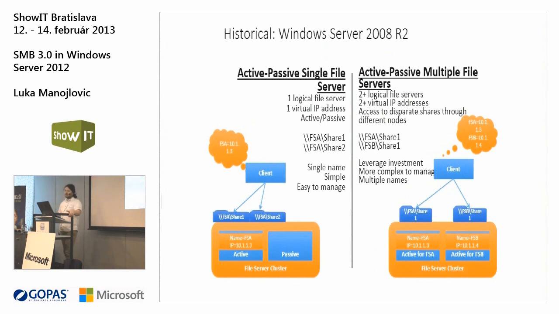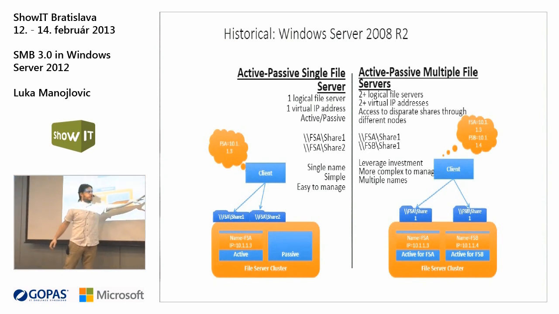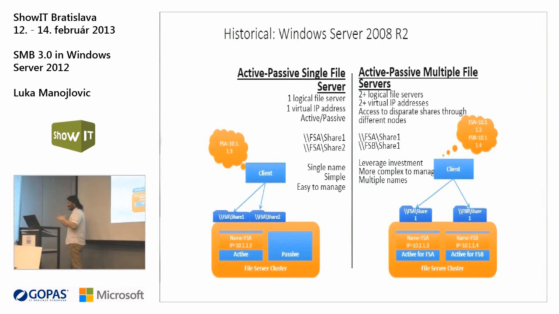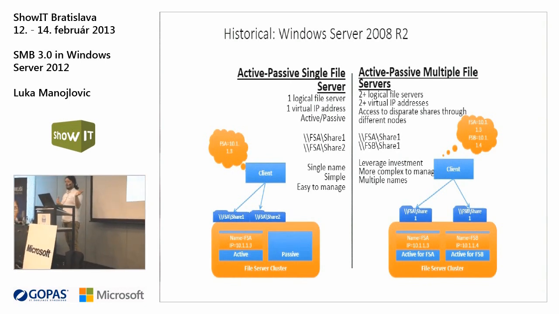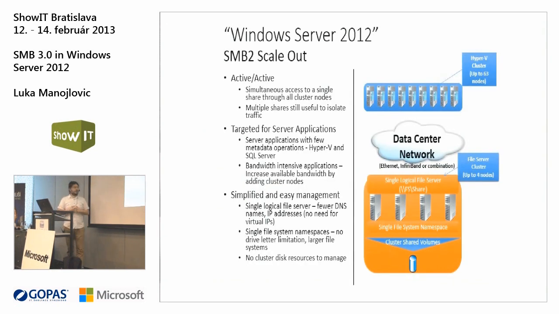And active passive on a single server or active passive on multiple file servers, you were able to do some load balancing, but only in the way of doing multiple shares on your cluster, and then moving users to one or another file share or resource that you were publishing on the cluster. But with Windows Server 2012, you are able to do it this way.